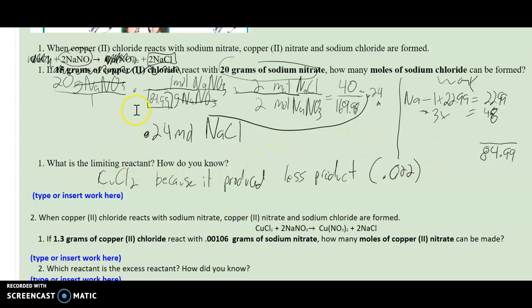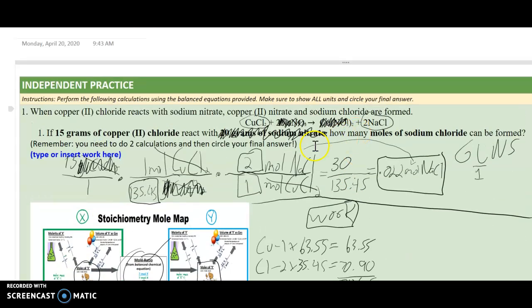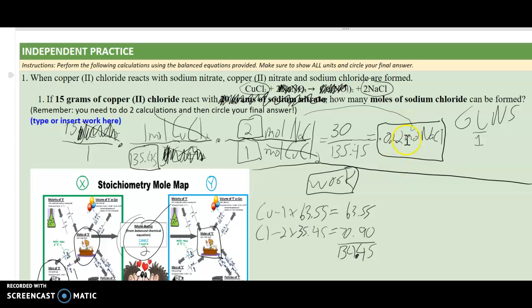Lovely. So now we've got our answer, because that's what we were doing all that for. How many moles of sodium chloride can be formed? This is the number of moles of sodium chloride that can be formed, because this is my limiting reactant. So this is going to be my final answer.